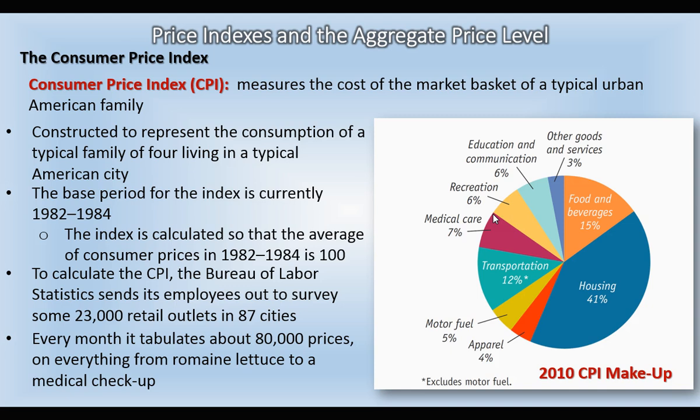And we know that the housing market is weird, generally. It goes up and down a lot. And so that has a lot to do with the instability in our economy at times when that is happening. Of course, we have other important things as well. Food and beverages, 15%. Education and communication, 6%. Recreation, 6%. Medical care, 7%. Transportation, 12%. Motor fuel, 5%. Apparel, 4%. So a lot of the things that we all buy are included in the market basket, and it's a fairly realistic gauge of what's happening in the overall prices of things that we tend to buy in an economy.